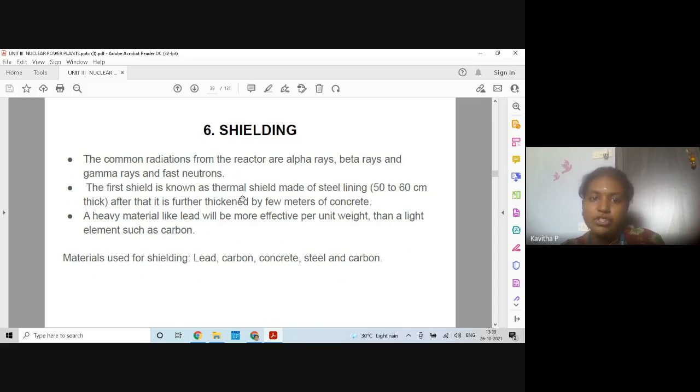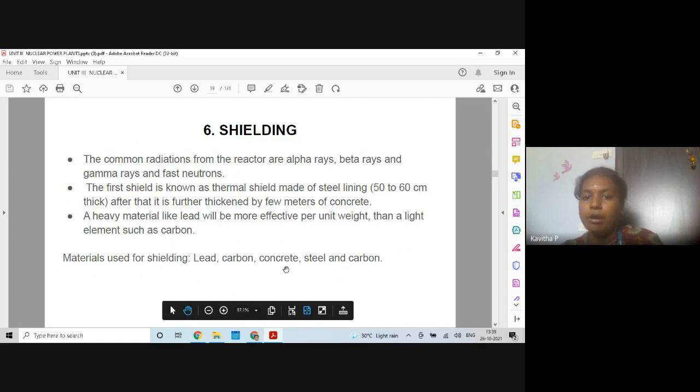The first shielding is known as the thermal shielding, which is made of a steel lining of 50 to 60 centimeters of thickness, and it is further thickened by a few meters of concrete. And a heavy material like lead will be more effective per unit weight than light materials like carbon, and usually materials for shielding are lead, carbon, concrete and steel.